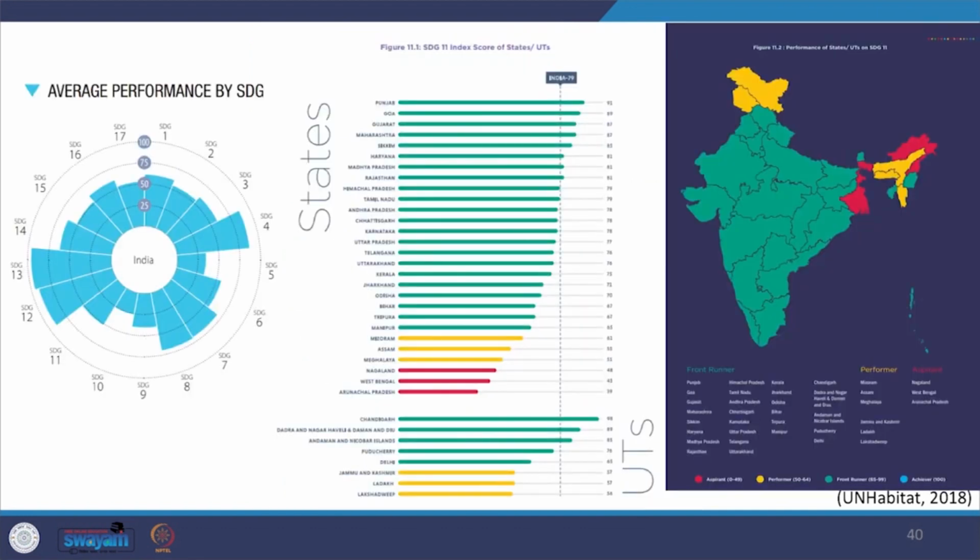On the left-hand side of the diagram, you can see India's overall performance with respect to all SDGs and in particular SDG 11. On the right-hand side, you can see the performance of different states for SDG 11. Dark green shows the front runners, yellow shows the performing states, and red shows the aspirant states. So you may locate your state here and see how it performs.